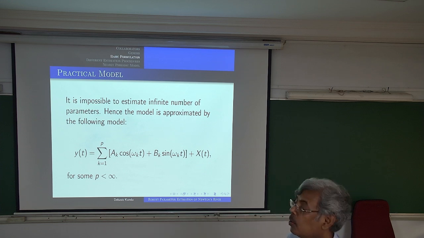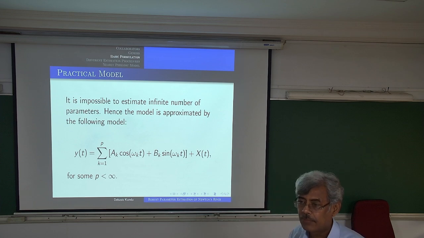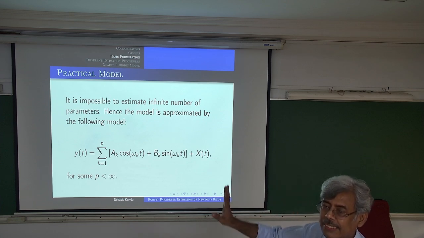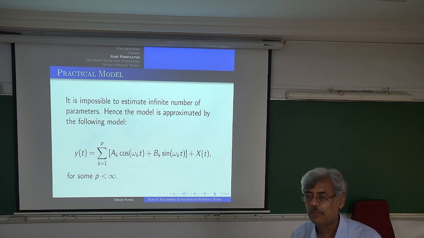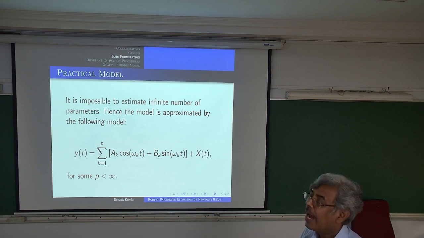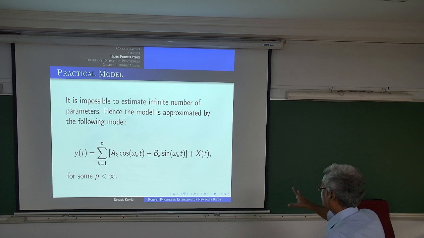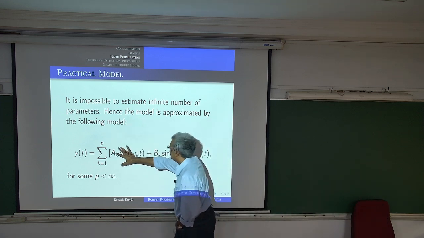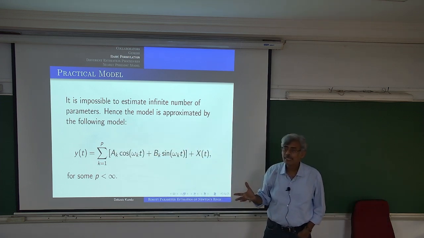You want to find... No, we only know yt's. You only know yt's. That's the one you observe. I only know yt's. So you want to construct AK, BK? I want to construct my signal, which is this quantity.